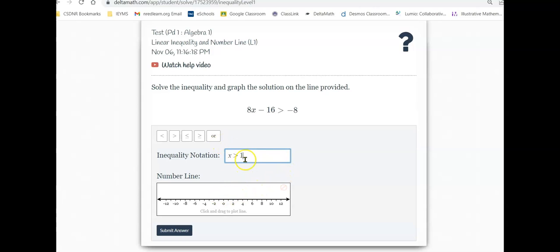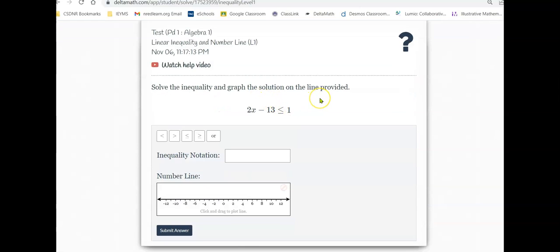Now again, I'm going to go to this number first, 1. I'm going to click it once. Nothing will appear, but I'm going to click it and drag my finger in the greater than direction, all the way to the arrow. Now, I cannot be 1, but I can be greater than 1. So I need to go back to this circle here and click it to make it an open circle.